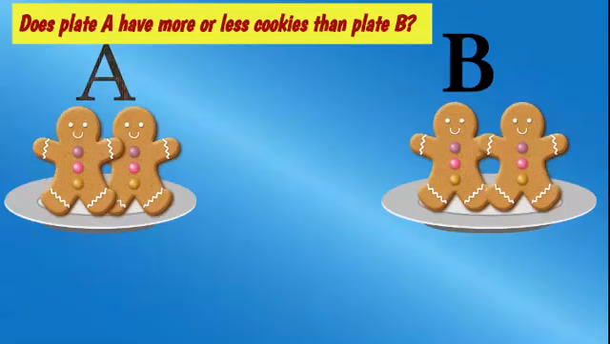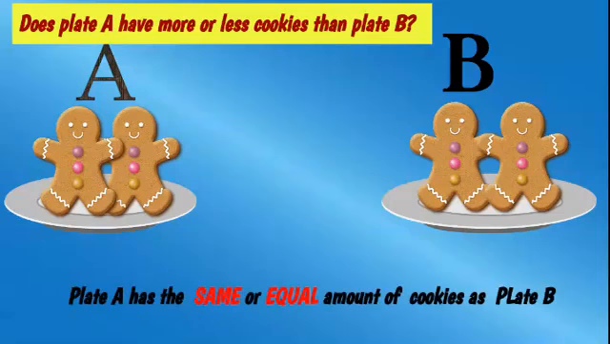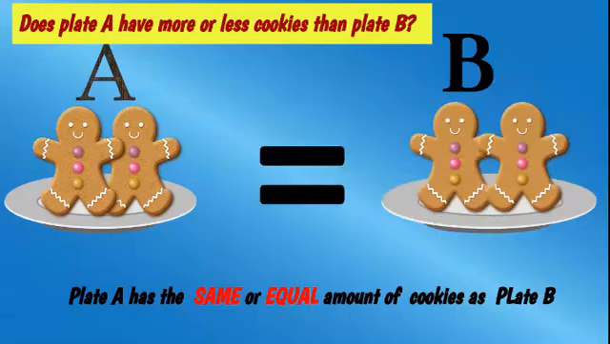Next example, does plate A have more or less cookies than plate B? Plate A has the same or equal amount of cookies as plate B. So here we have our equal sign.